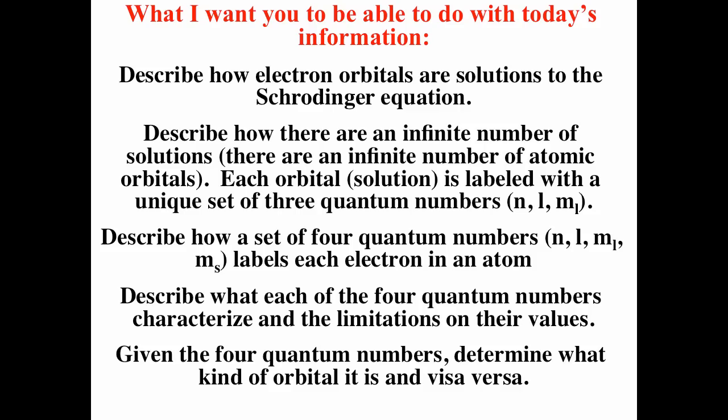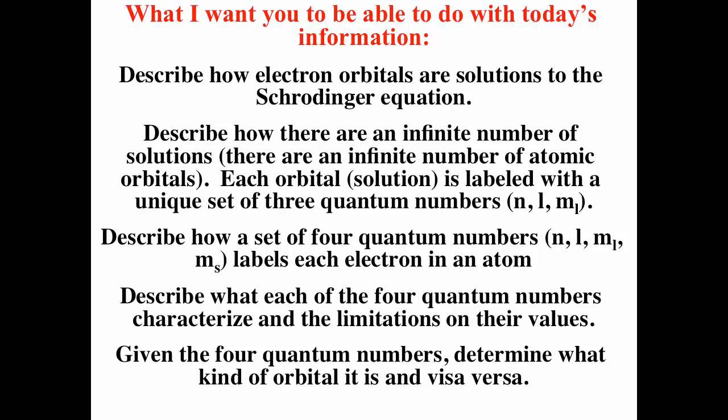After watching this video, you should be able to describe how electron orbitals are solutions to the Schrödinger equation. You should be able to describe how there are an infinite number of solutions, an infinite number of atomic orbitals. Each orbital, each solution, is labeled with a unique set of three quantum numbers, n, l, and m sub l. You should be able to describe how a set of four quantum numbers, n, l, m sub l, m sub s, labels each electron in an atom.